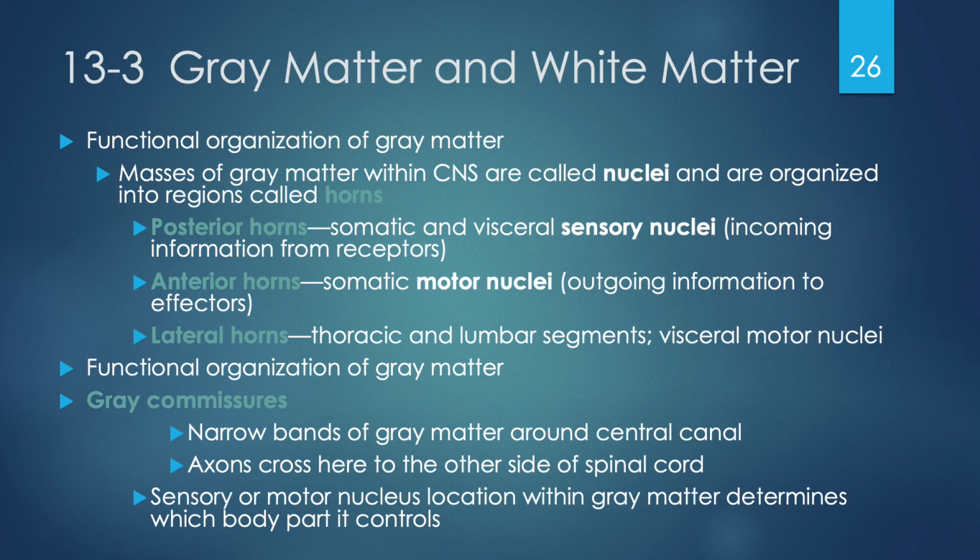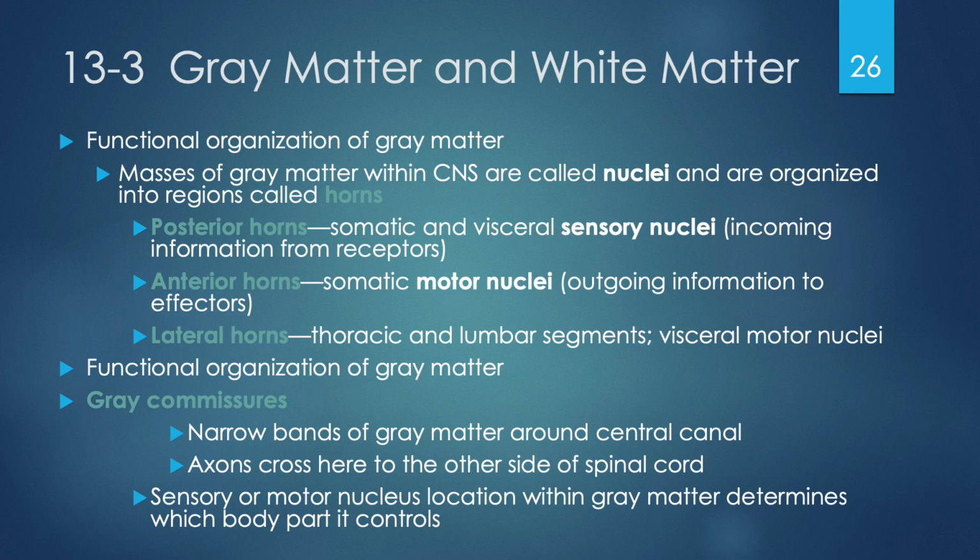Gray matter is organized into nuclei and horns, and when you hear the word nuclei, you're going to be thinking of course, a nucleus from a cell. And it's kind of like that because remember, gray matter does have most of the cell body, which would house the nuclei as well, right? So the CNS will have these nuclei, and the nuclei are going to be organized into different areas, and those areas are called horns. So there are posterior horns, anterior horns, and lateral horns.